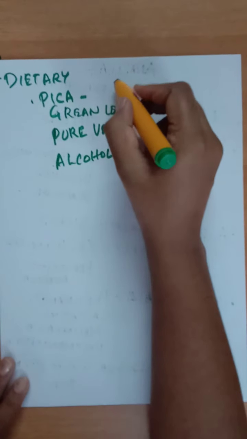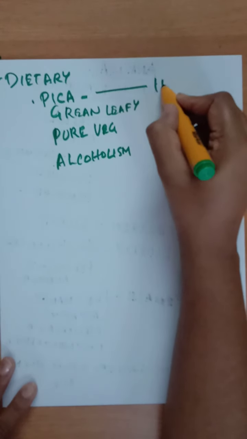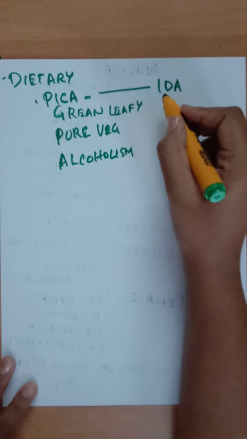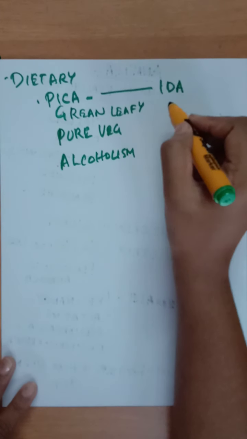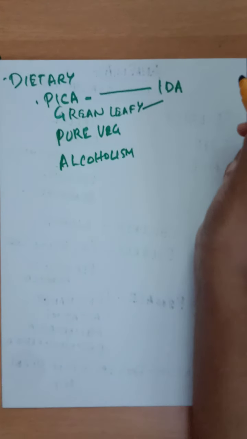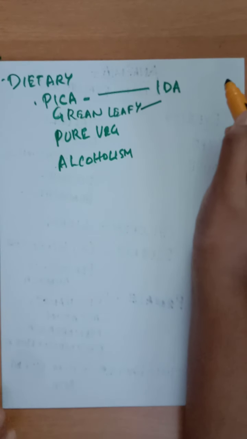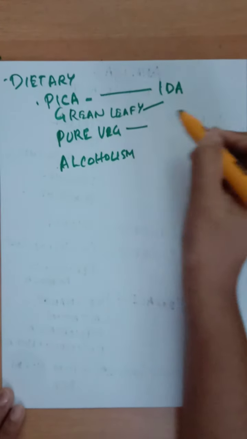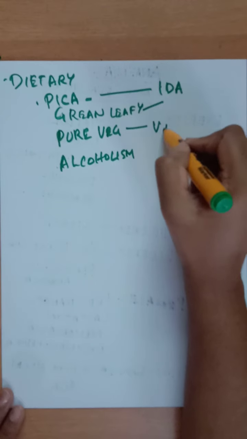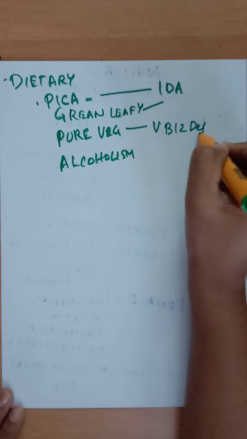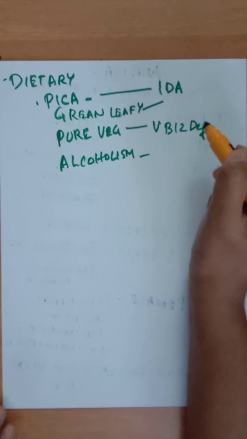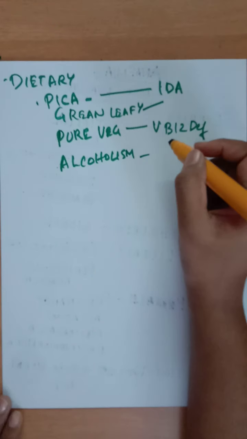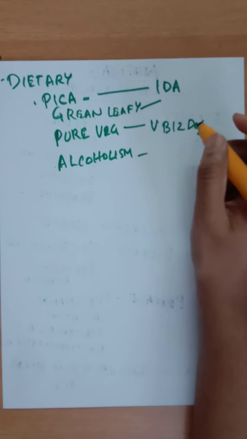So if there is history of pica, then we have to suspect iron deficiency anemia, and if decreased intake of green leafy vegetables, then we suspect iron deficiency anemia, and if it is pure vegetarian, we can suspect vitamin B12 deficiency, and also in alcoholism we can suspect vitamin B12 deficiency, megaloblastic anemia.